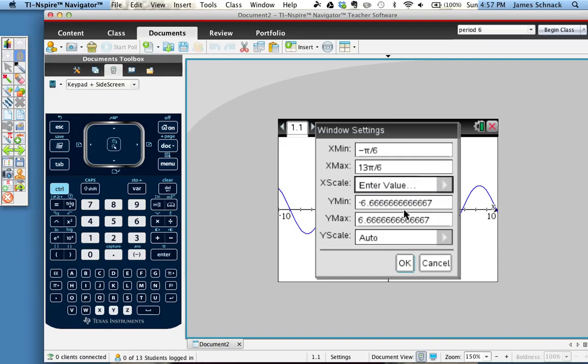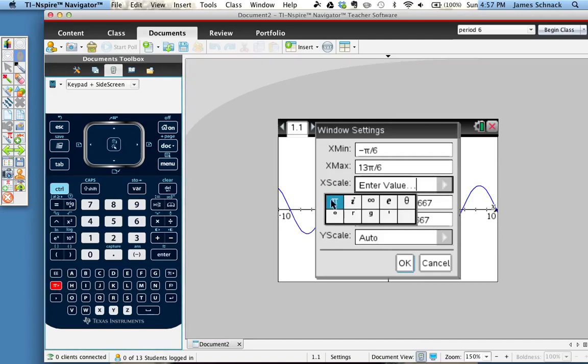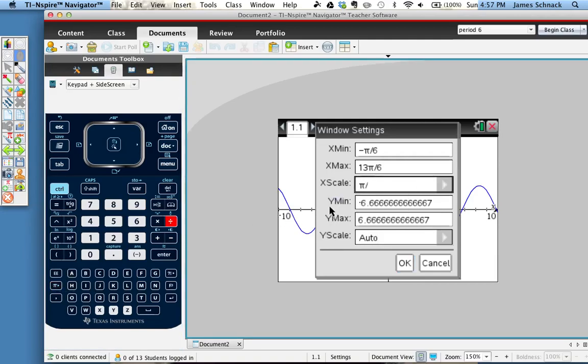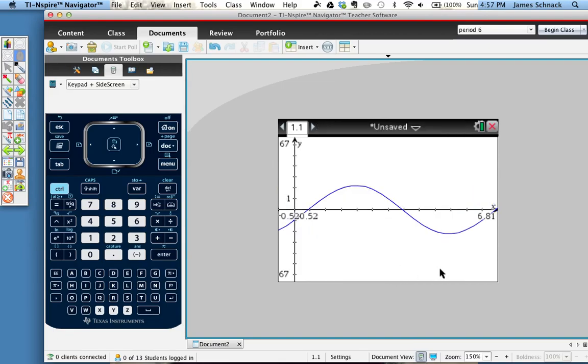My X scale, I'm going to enter a value of π over 6. That nice smallest angle, the 30-degree angle, that's on our unit circle. And the Y minimum, Y maximum, that should be good. There we go. 2π, about 6.28, negative π over 6, roughly that. Each one of these marks represents π over 6. So 1 π over 6, 2 π over 6, 3 π over 6, that's π over 2, right here where the hand is.